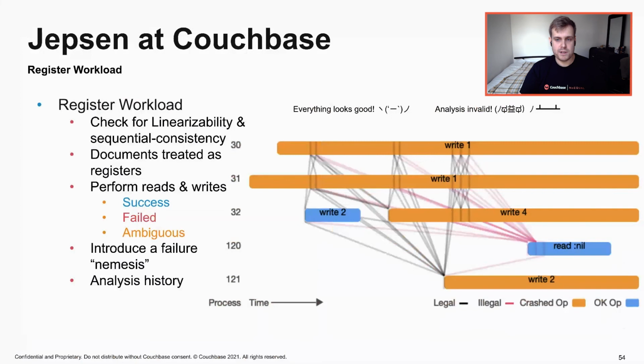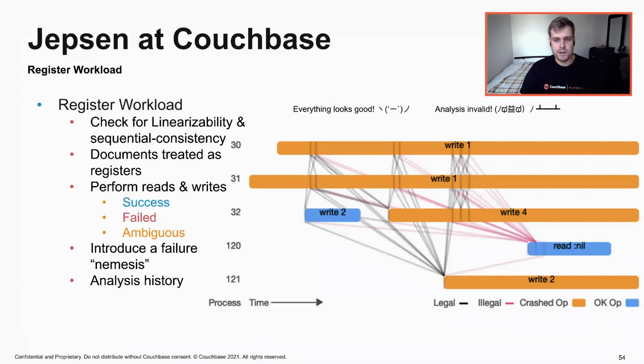Jumping back to the register workload, the recorded history is then passed to Knossos, which analyzes the history to check to see if it was linearizable or sequentially consistent. If there was, I'll just start the slide again.